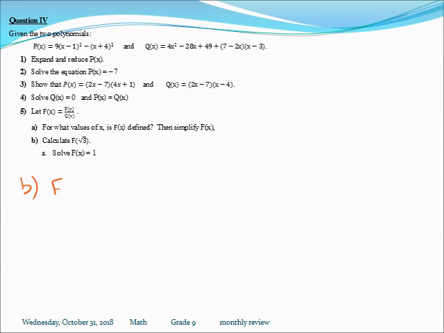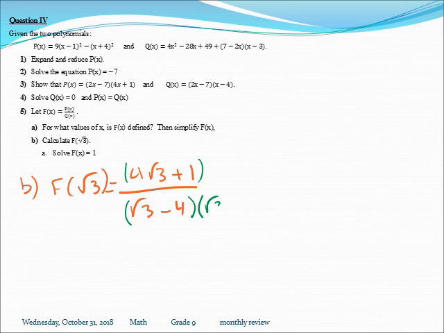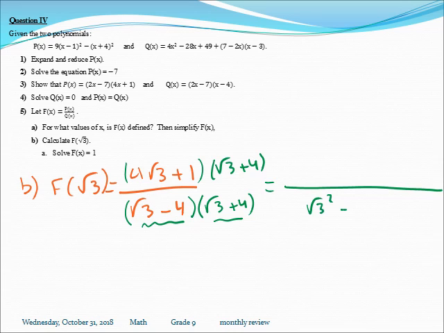B. Calculate f of radical 3, which equals 4 radical 3 plus 1 over radical 3 minus 4. First rationalize radical 3 minus 4 by multiplying by its conjugate, radical 3 plus 4. Here we have a minus b times a plus b, which gives radical 3 squared minus 4 squared.